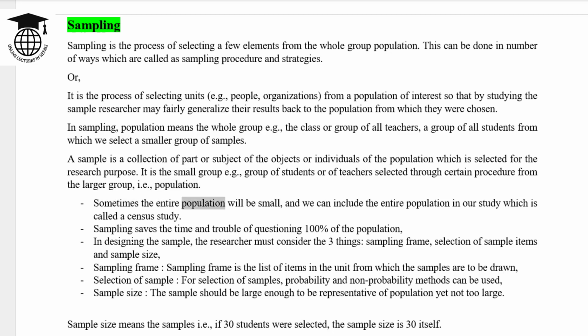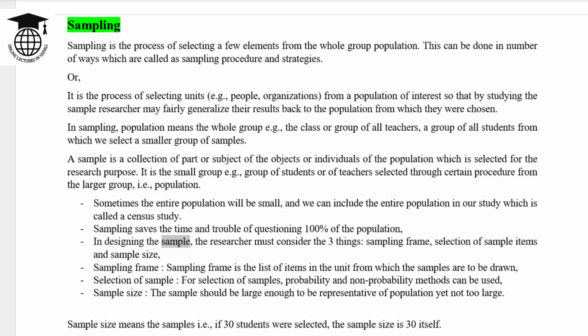Sometimes the entire population will be small, and we can include the entire population in our study, which is called a census study. Sampling saves the time and trouble of questioning 100% of the population.